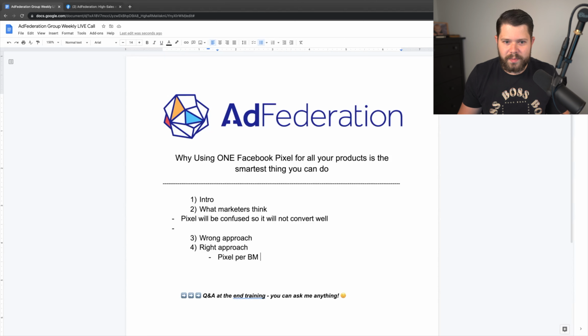If you lose your BM, then okay, don't move that pixel anywhere else. Don't share it with a new BM, just let it die there, okay? If you want to start again with a new smart pixel or some lookalike audiences, then again, use your database of your customers and upload it to Facebook in that new business manager, but never share these pixels, okay?